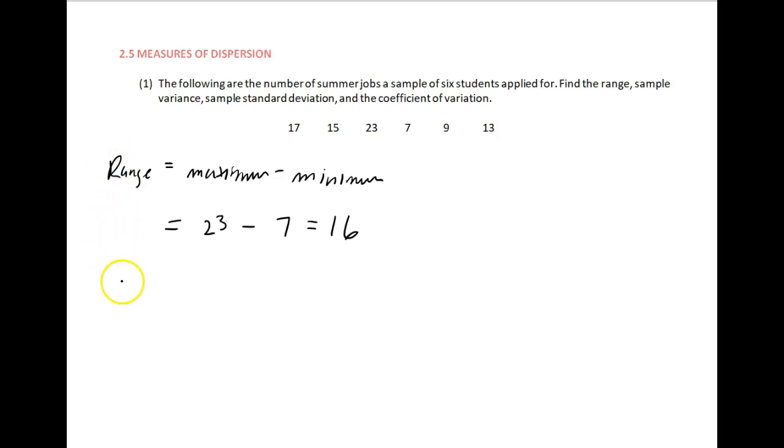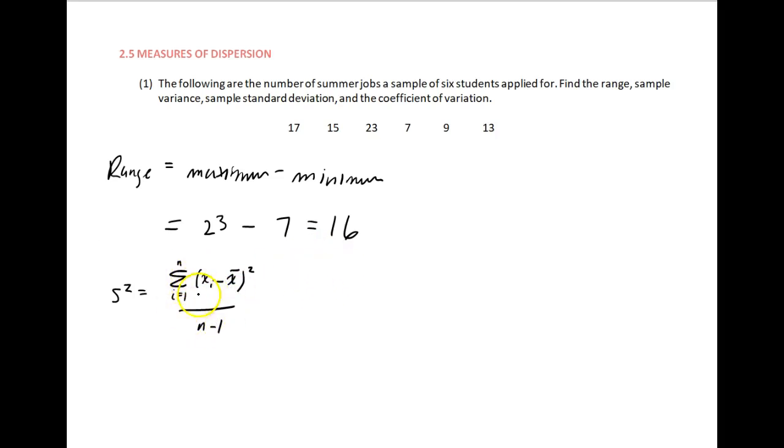Okay, so our sample variance. So this is a sample, so we have to use the formula for sample variance, which is slightly different than the one for population variance. Okay, so our formula for sample variance is going to be s squared is equal to the sum from i equals 1 all the way to n of (x sub i minus x bar) squared, all over n minus 1.